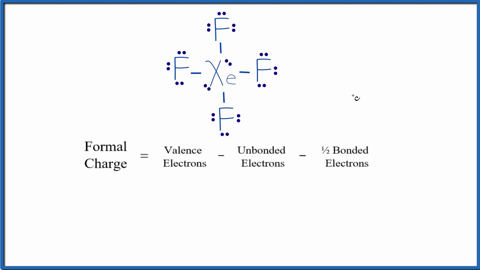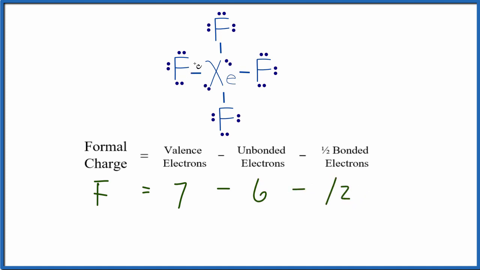So what we want to do with formal charges is to see if this Lewis structure makes sense, if it's the best or most favorable Lewis structure. So let's calculate the formal charges for this fluorine right here. Fluorine is in group 17, also called 7A, has 7 valence electrons. Unbonded, 2, 4, 6, and then we're going to take half of the bonded.